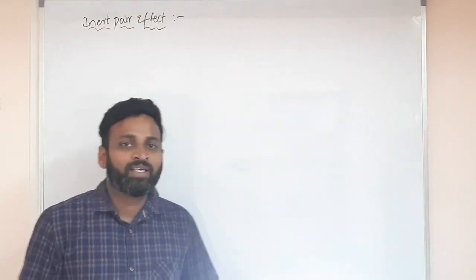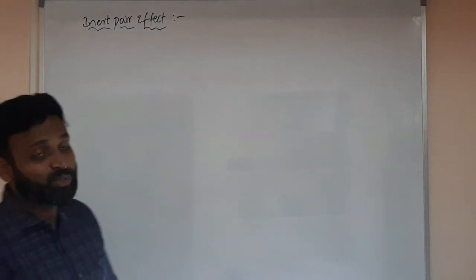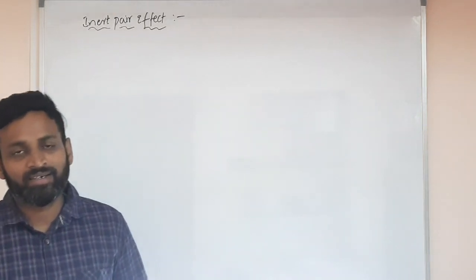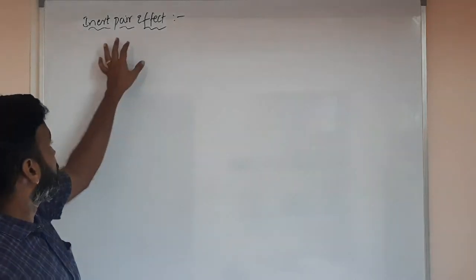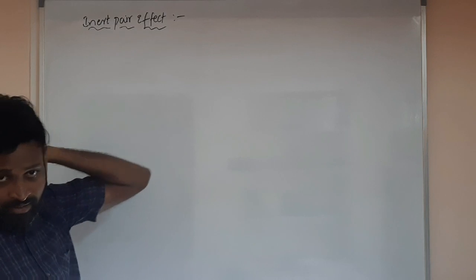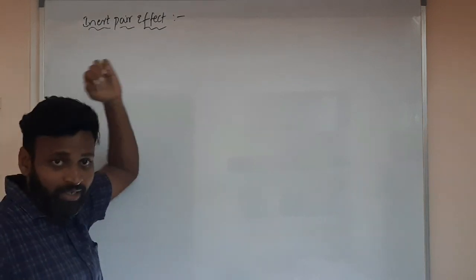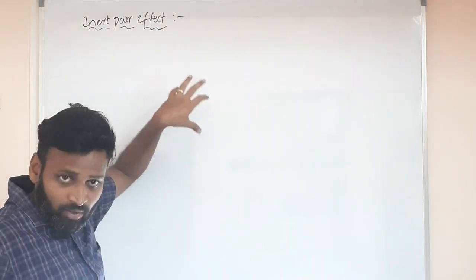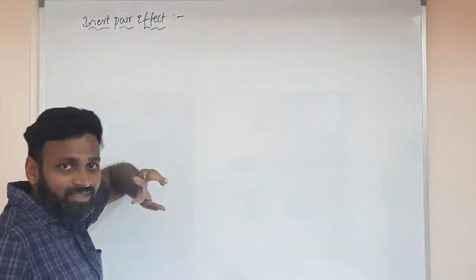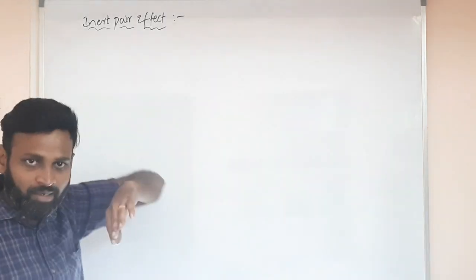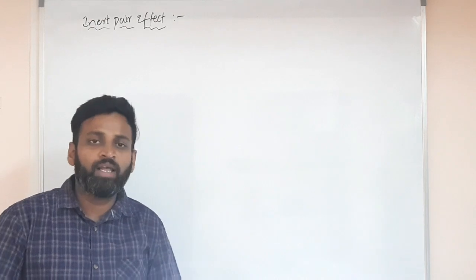Students, good afternoon. Now we have to discuss the most important topic, that is inert pair effect. Why do we have to discuss this? As I said in the previous class, as we go down, there are two valencies possible: one is the group number and the other is group number minus 2.